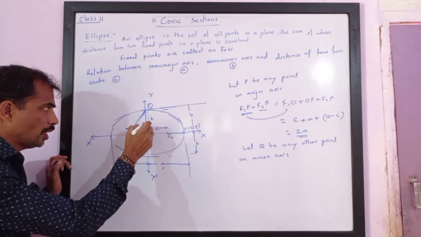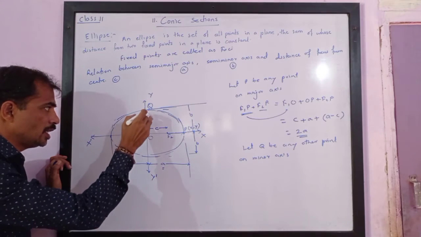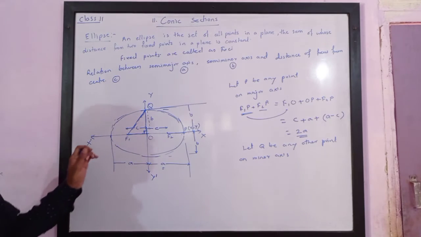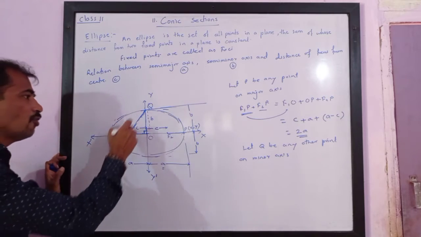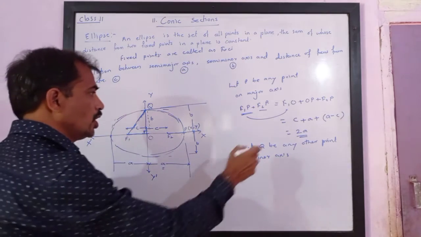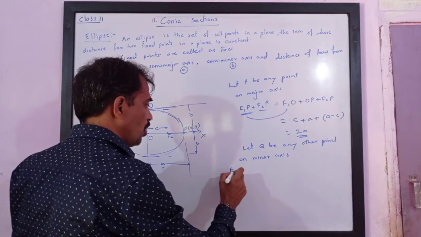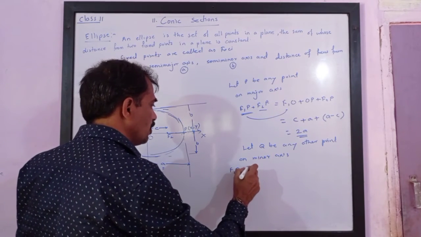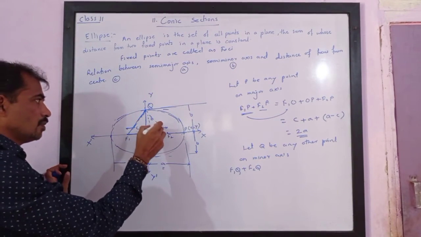So according to Pythagoras, the square of the hypotenuse is equal to the sum of the squares of the perpendicular sides. It means this distance F1Q, or we will have the sum of distances of this point Q will be F1Q plus F2Q. F2Q is this distance.